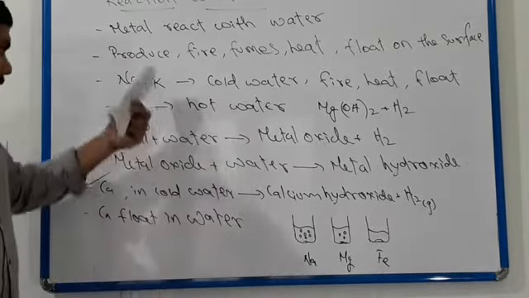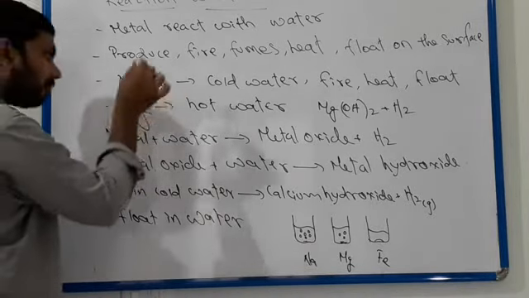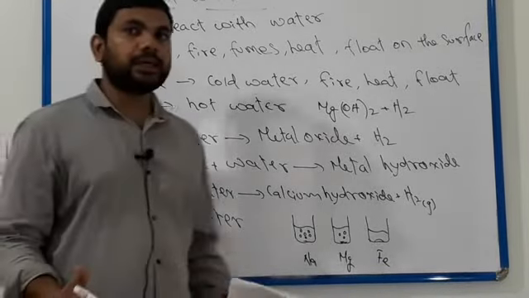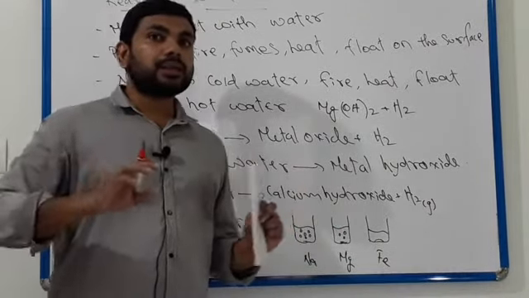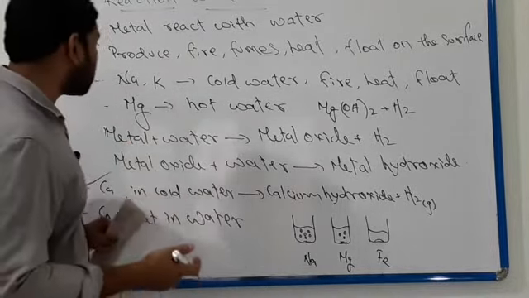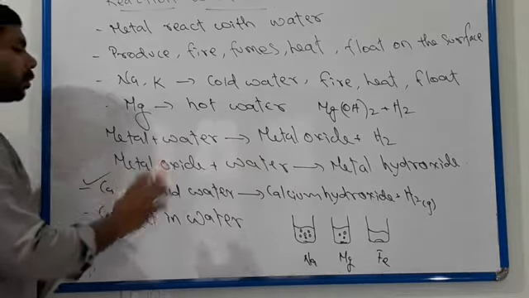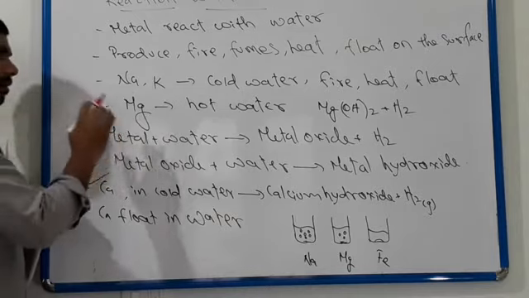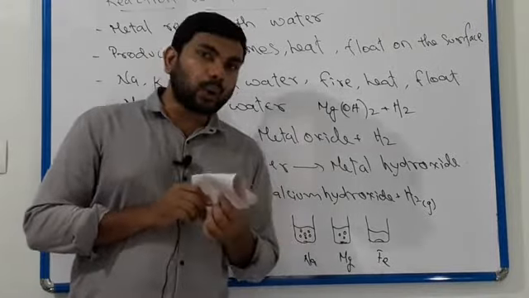Clear? So according to these things, you can say sodium and potassium are highly reactive. They react violently, producing some sound. Also, they produce fire. A little bit of an explosive reaction, sodium and potassium with water, a violent reaction. But calcium is not that violent. It reacts with cold water and forms calcium hydroxide. Magnesium is comparatively less reactive. It does not react with cold water, it reacts with hot water.